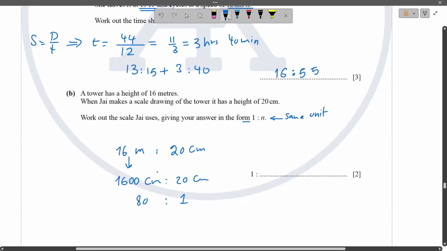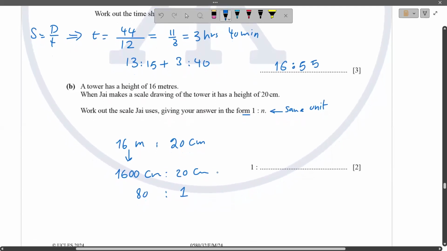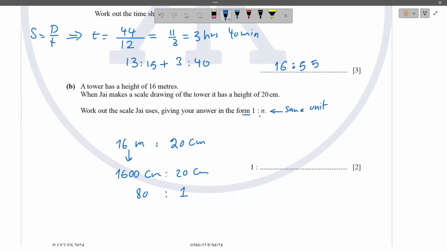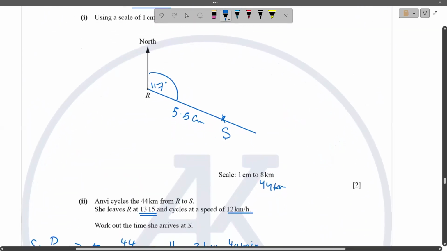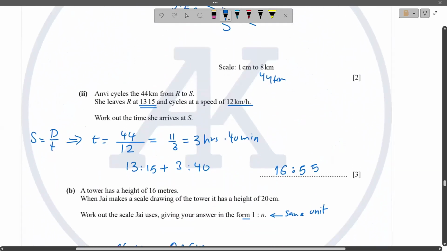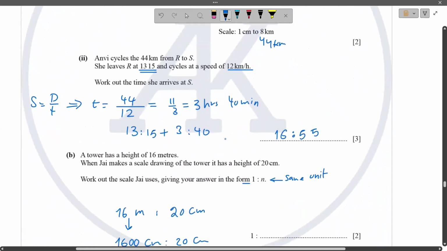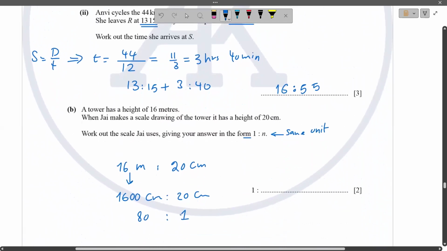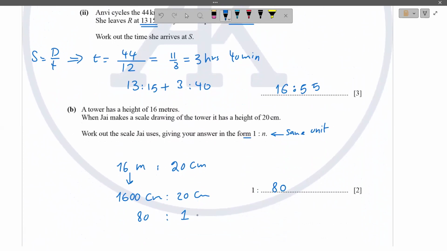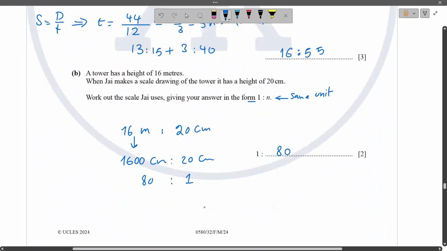Writing the scale, I'm writing starting with the scale drawing. Okay, the scale drawing is 1, like here, the scale drawing 1 centimeter to 8 kilometers means the scale drawing first. The drawing that I'm doing first, then the real. Okay, so each 1 centimeter I'm drawing represents 80 centimeters in real life. Okay.